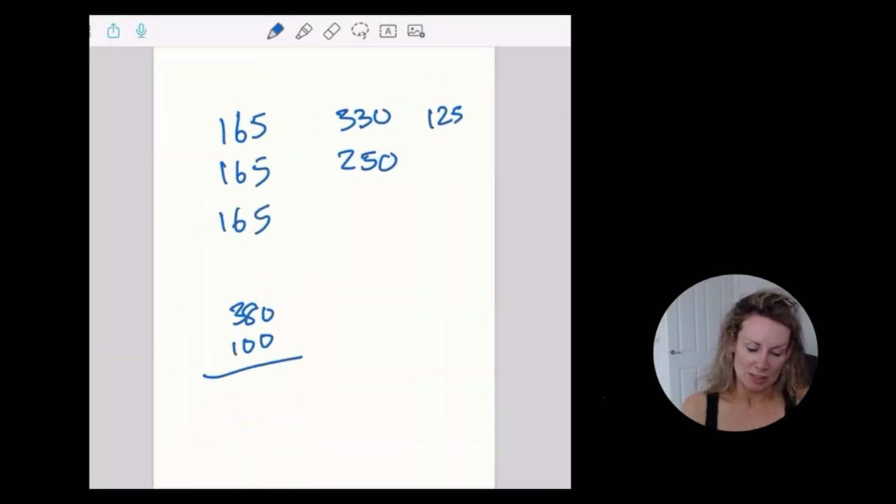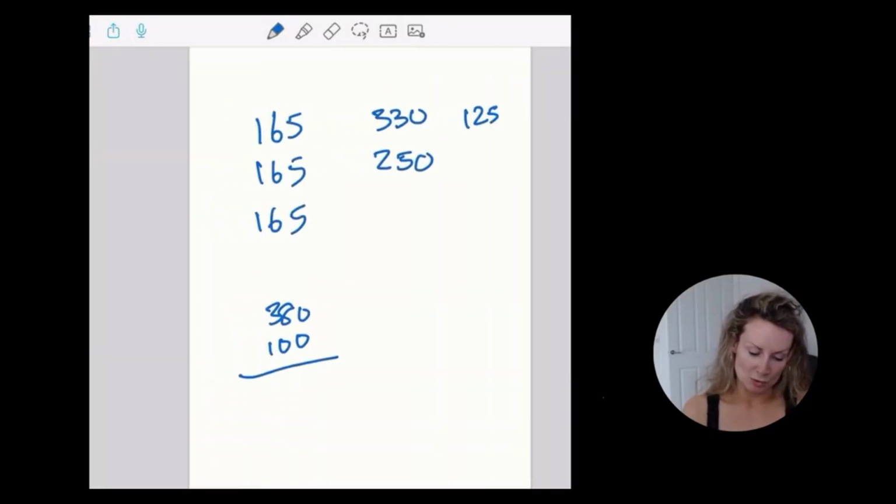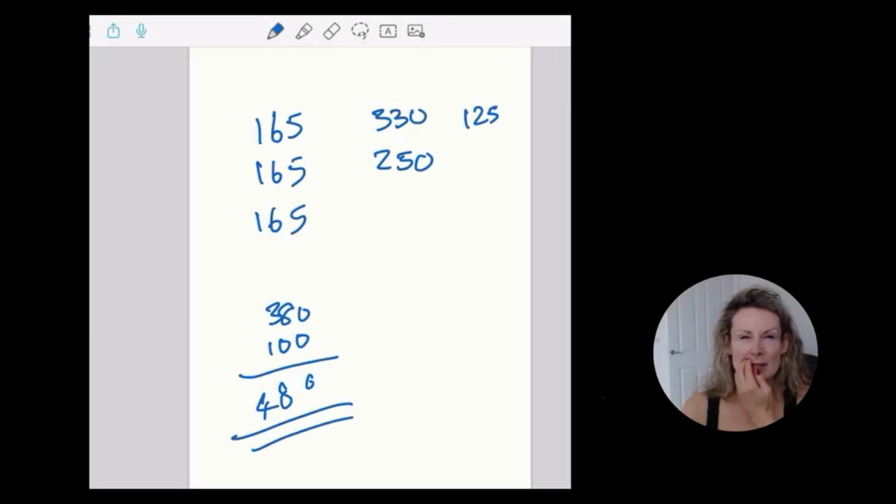So I'll do that in sections. So I'll do the 380 and 100. So 0 add 0, 8 add 0 is 8. 3 add 1 is 4. So then we've got 480. This is the way that I would do it. You don't want to do all of it together. Separate them out, and I'll do my 165s together.